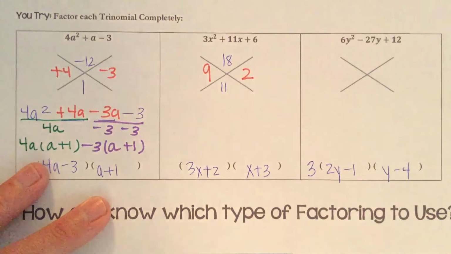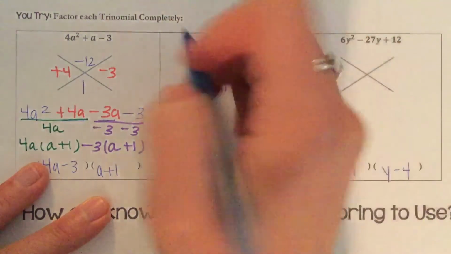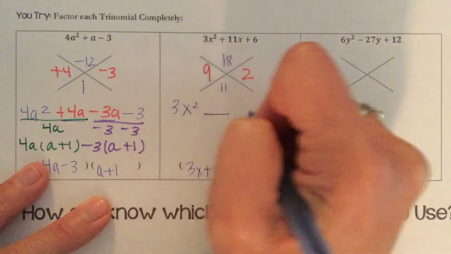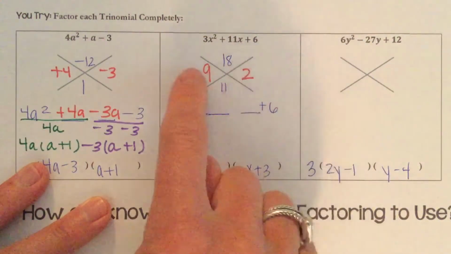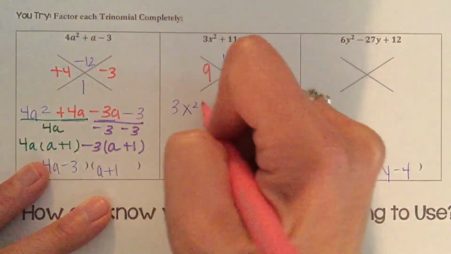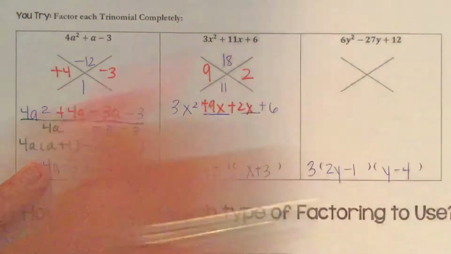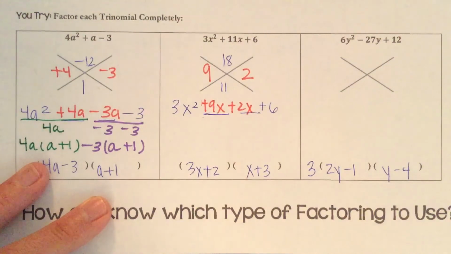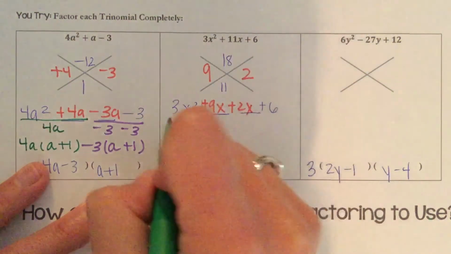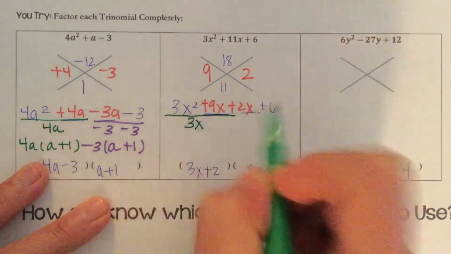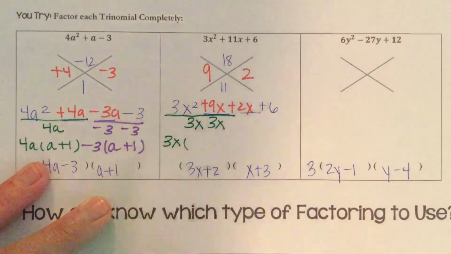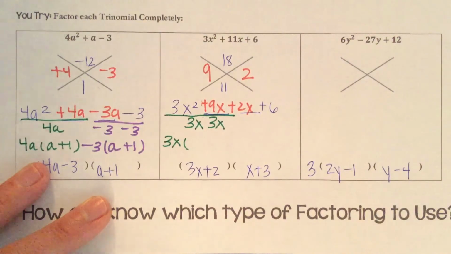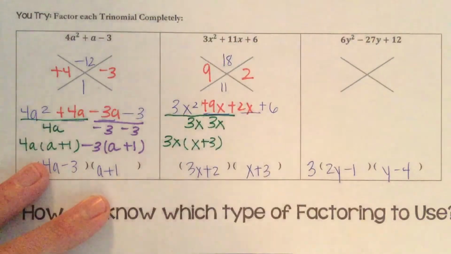I rewrite my trinomial as a 4-term polynomial. 3x squared, blank, blank, and I keep the plus 6. In those blanks, I am going to use these 2 numbers. Positive 9x and positive 2x combine to make positive 11x. And I factor with grouping. Out of this group, we take out a 3x. So 3x squared divided by 3x leaves me with just x. And 9x divided by 3x leaves me with positive 3.